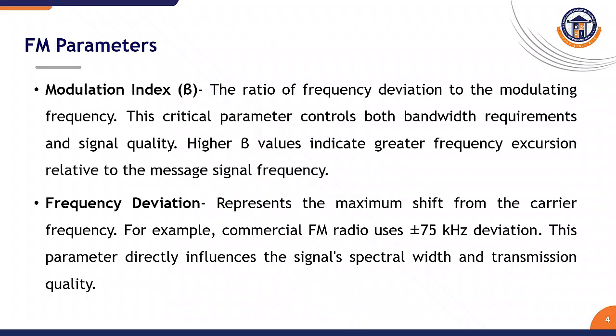And then frequency deviation represents the maximum shift of the carrier frequency from its unmodulated value. For example, when we take FM broadcasting, the frequency deviation is limited to plus or minus 75 kilohertz. So both these parameters play an important role in deciding the quality and also the bandwidth of an FM system.